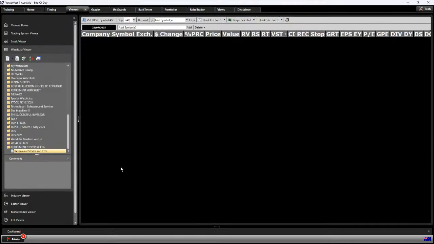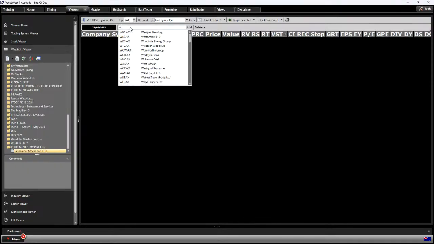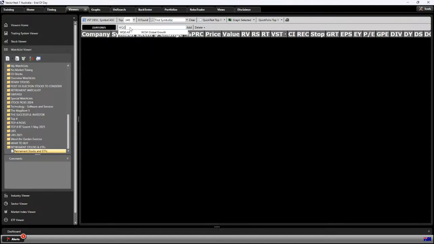So what I'm going to do here is I'm going to put those stocks into a watch list. Now, VectorVest has this amazing tool, watch list viewer. I can't live without it. It's a real time saver. And I just now can put in all the stocks that I've just identified. Now, I put in .ax to tell VectorVest it's for Australia. All right, so here we go.